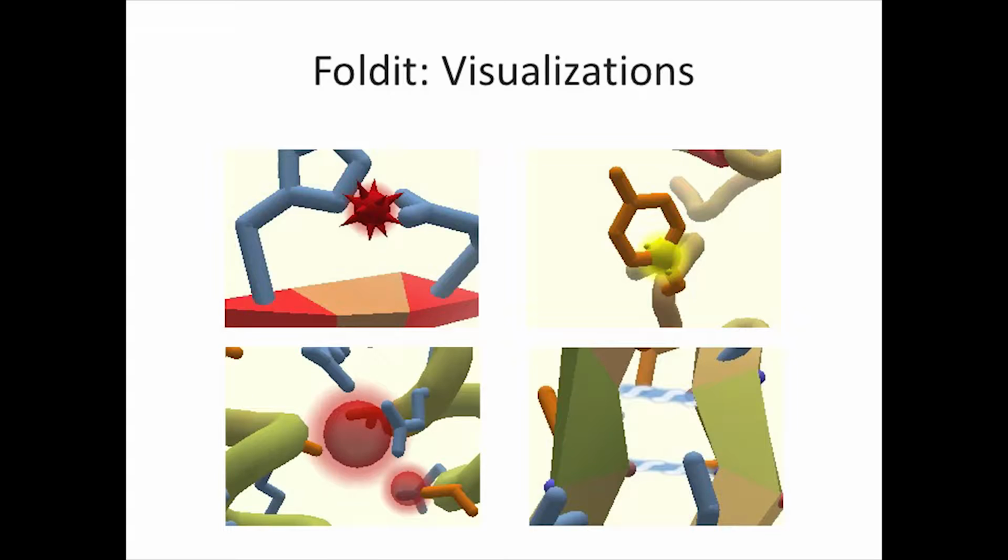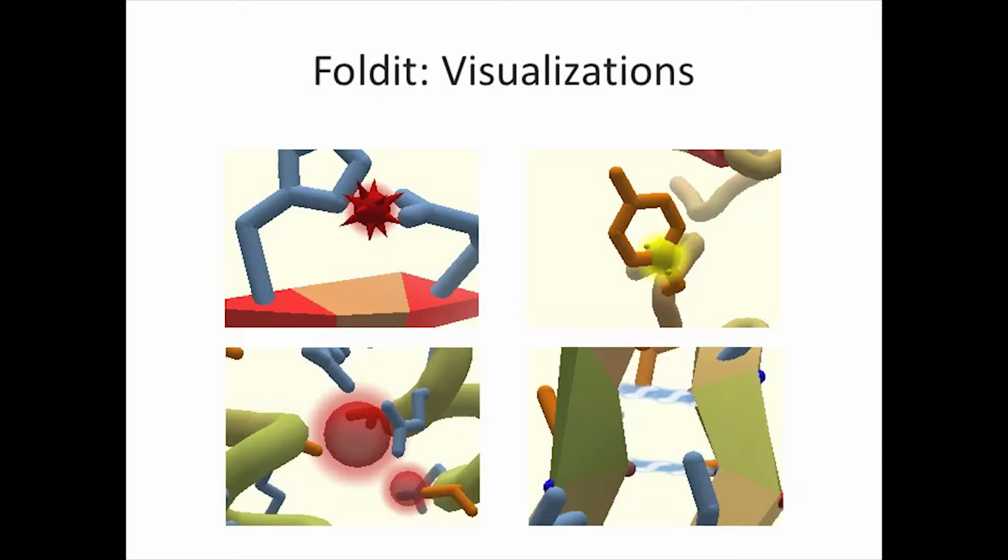There are things like these bubble voids that show up in the interior of the protein when there's too much space, and players might want to try to compress the protein around those areas. There are exposed hydrophobic parts of the protein, areas that would prefer to be buried on the interior of the protein, but might be exposed on the exterior. And so we highlight those for players as well.